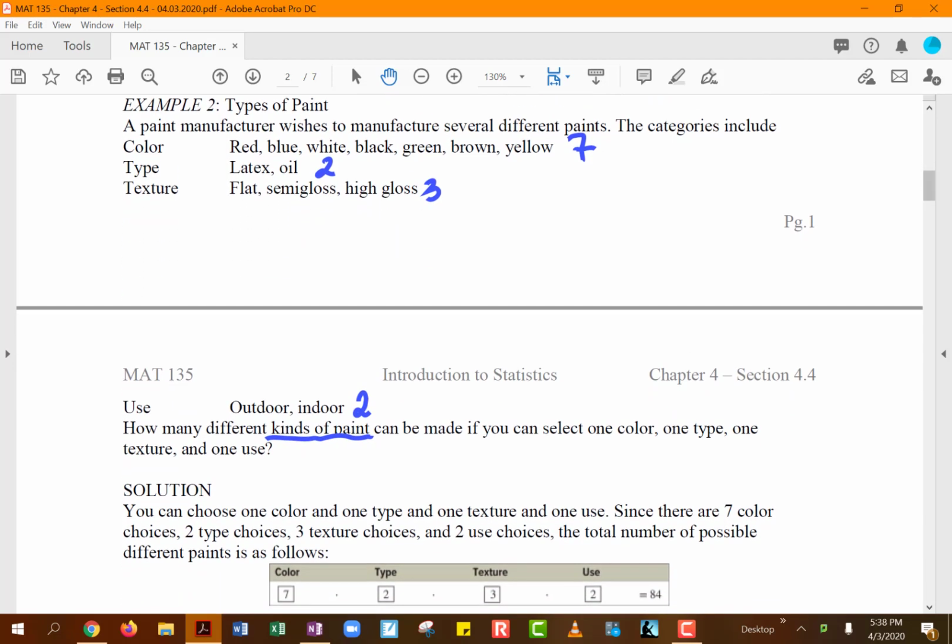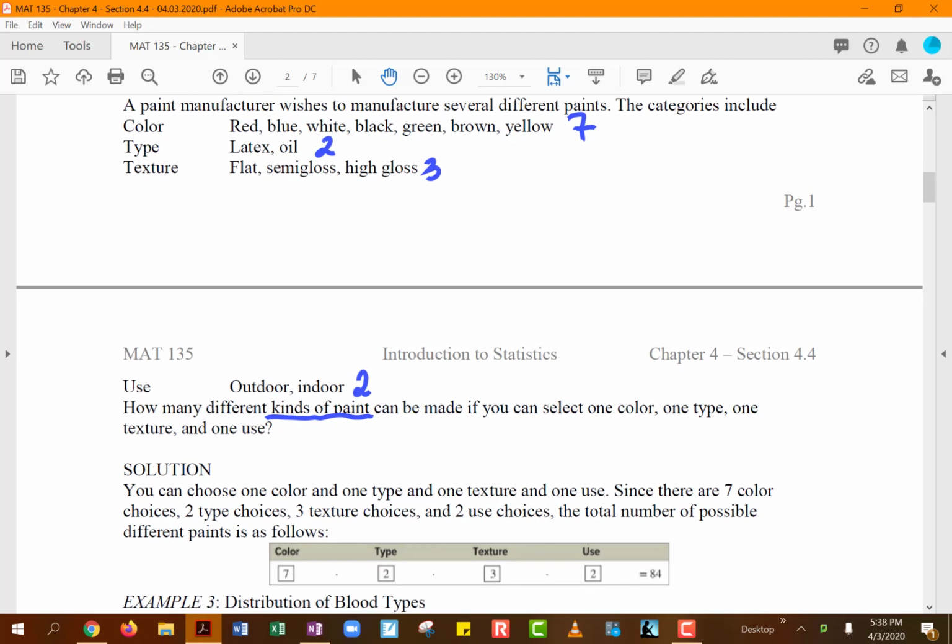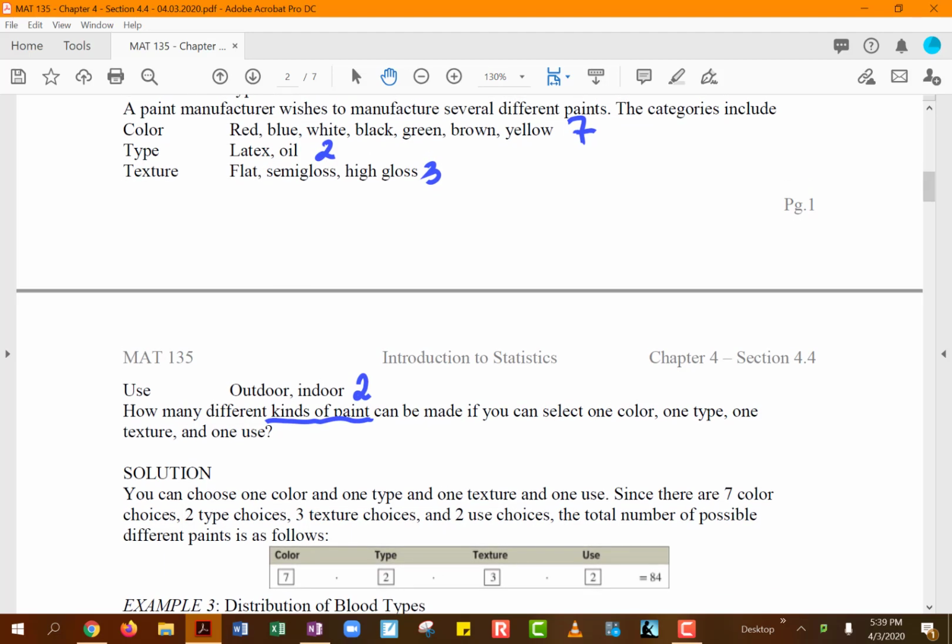And you will notice here in the solution, and I'm trying to keep this on one page, so we've got 7 colors right here. We've got 2 types of paint, 3 types of texture, and 2 different uses. So you are multiplying 7 times 2 times 3 times 2, which comes out to be a total of 84. So you can come up with 84 different types or kinds of paint using all of these options. So again, you take each possibility and you multiply all of them together and you get 84 as your final answer.